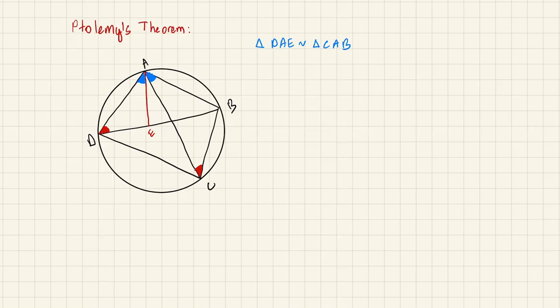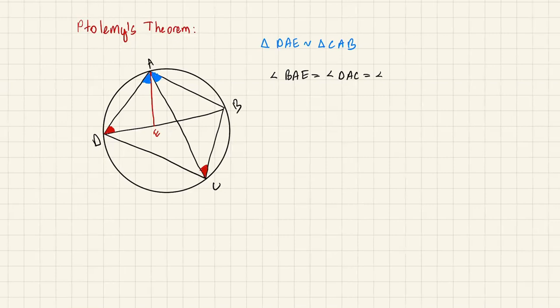So the angle BAE is equal to angle DAC. Okay, so DAC, and this is also congruent to angle BAD minus angle DAE, and this is also congruent to angle BAD minus angle CAB. So these are all congruent angles.